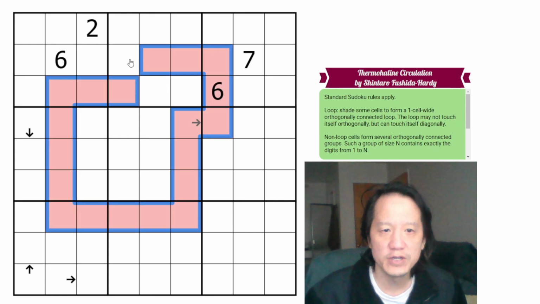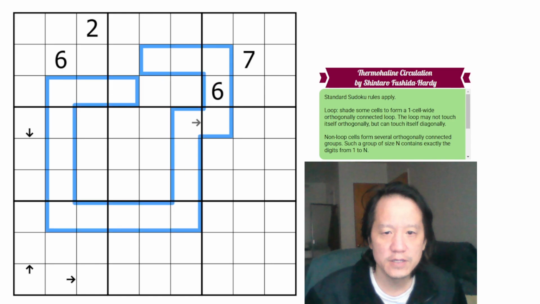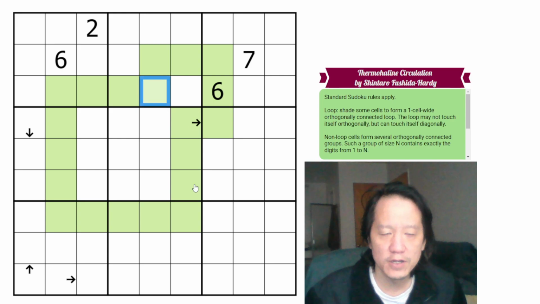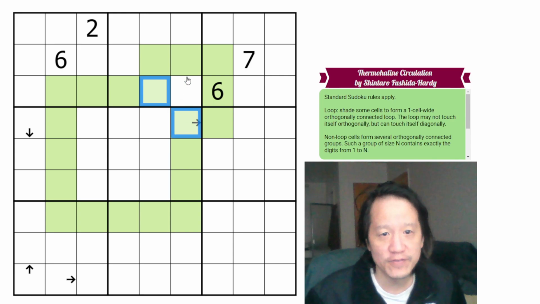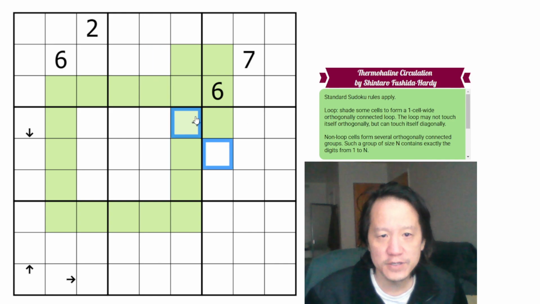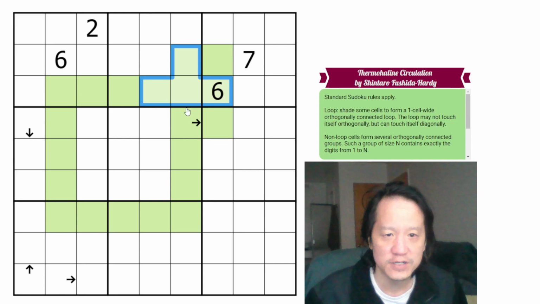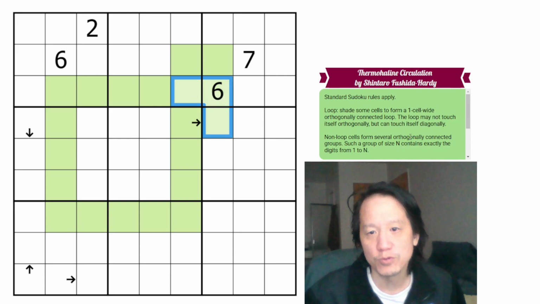This is not valid because it's not completely orthogonally connected. But this would be. And this is still valid because it's only touching itself diagonally. Now, if it were, say, going this way into here, this would not be valid because it's now touching itself orthogonally in multiple ways, actually. This one is surrounded by 4 cells. This one's surrounded by 3 cells on the loop, which is not allowed. Anyways, that's how loops work.